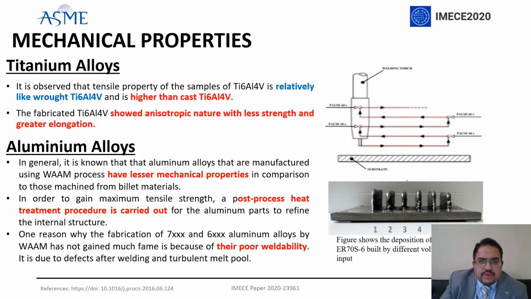When it comes to aluminum alloys, aluminum alloys are famous in that the WAAM process gives lesser mechanical properties in comparison to machined samples from the billet materials. In order to gain maximum tensile strength, post-processing heat treatments are required on the fabricated samples that refine the internal structure, the microstructure. Some other studies reveal that 7000 series and 6000 series are not providing good results because they have poor weldability, and because of this the process is not dealing with them.